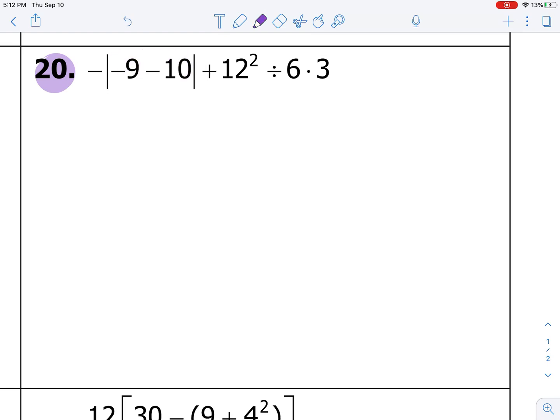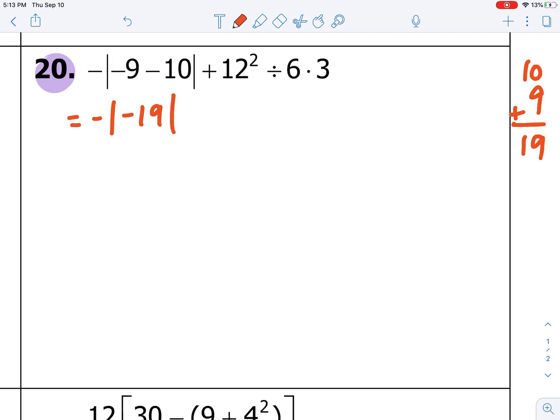So here we go. -9 minus 10. See how they're both negative? When the signs are the same, we add. 10 and 9 make 19. But since they're both negative, it's going to be a -19. So remember, we have not taken the absolute value of this yet.